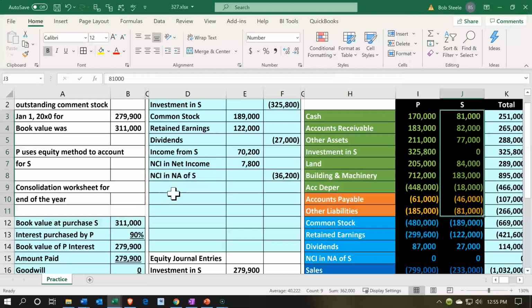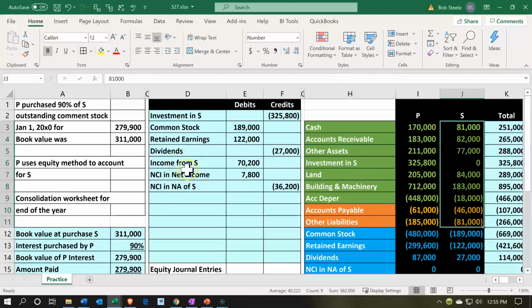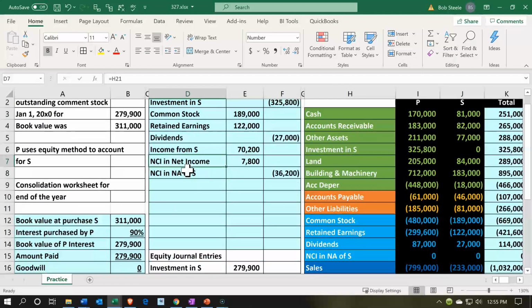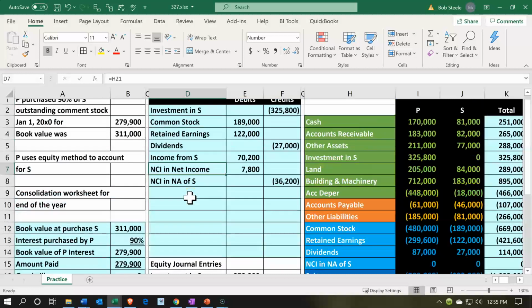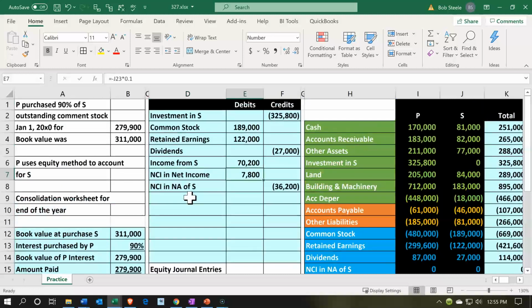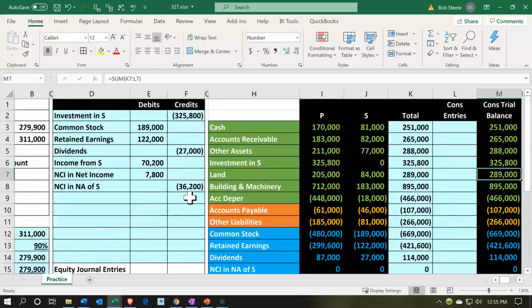So notice this eliminating interest is starting to get a bit more complex to work out, but you can piece it together one by one. And if you understand the equity method that's down here and the non-controlling interest, you can piece it together. Let's go ahead and post it and see what it looks like.